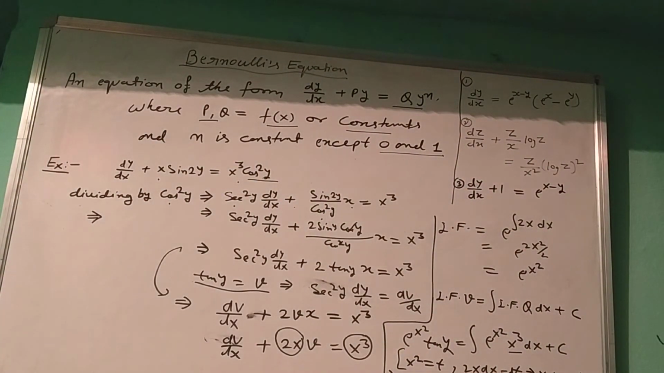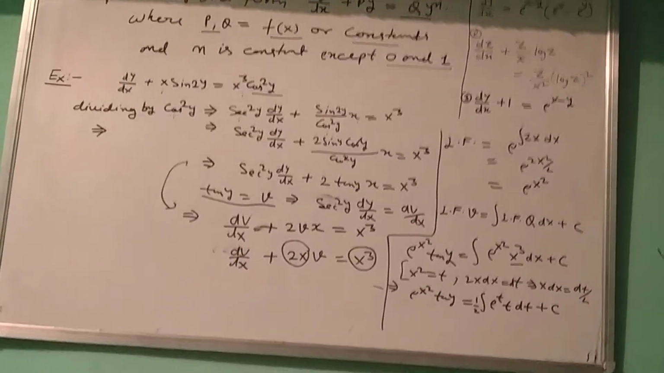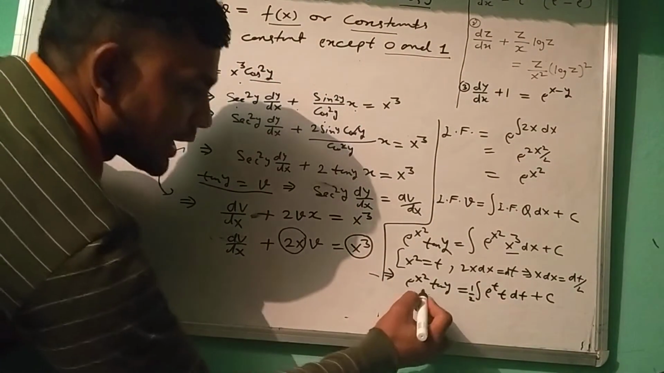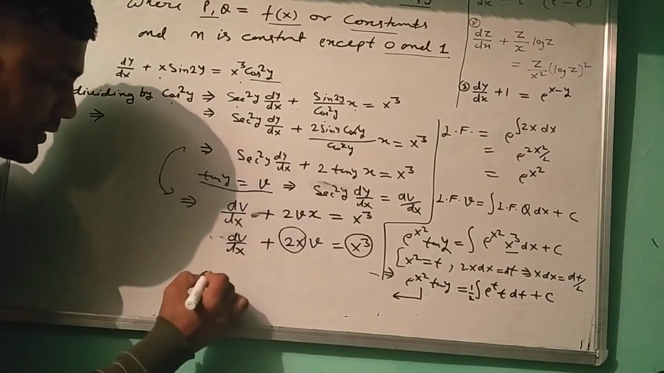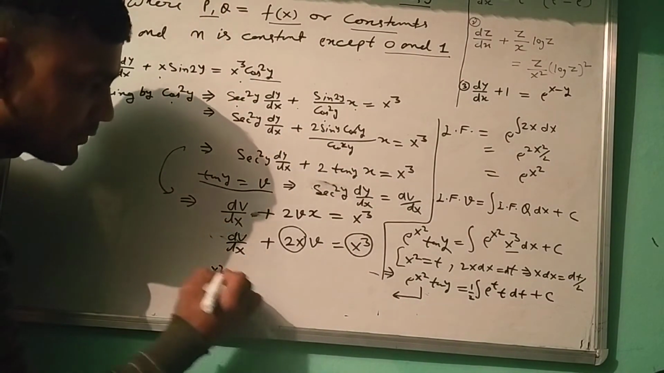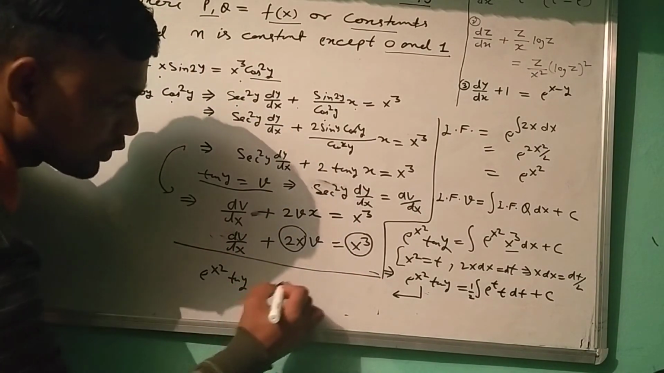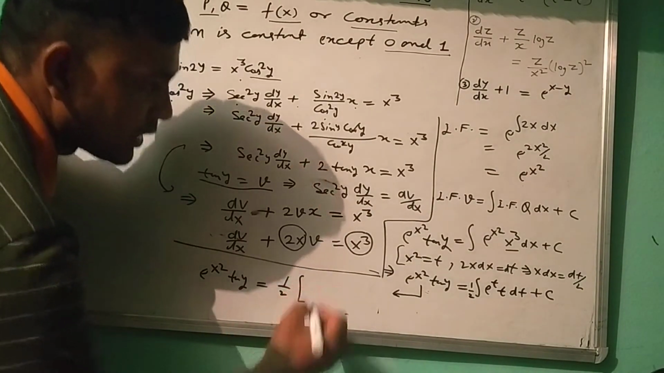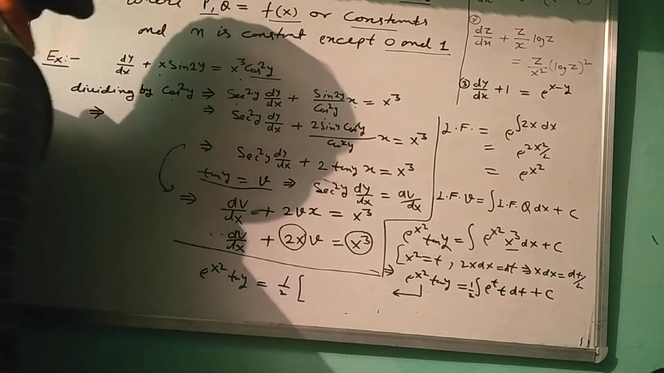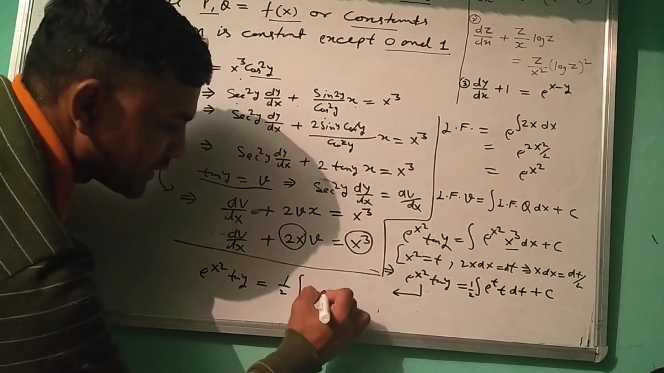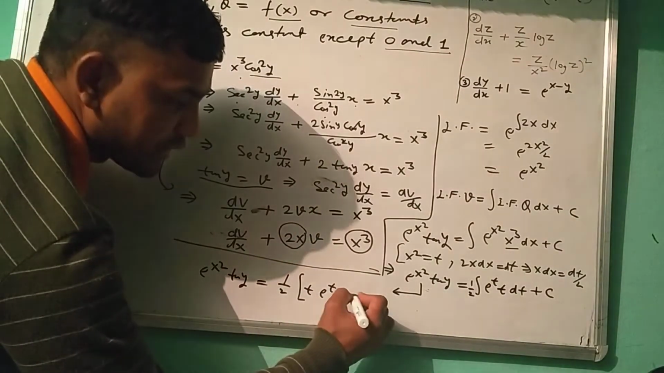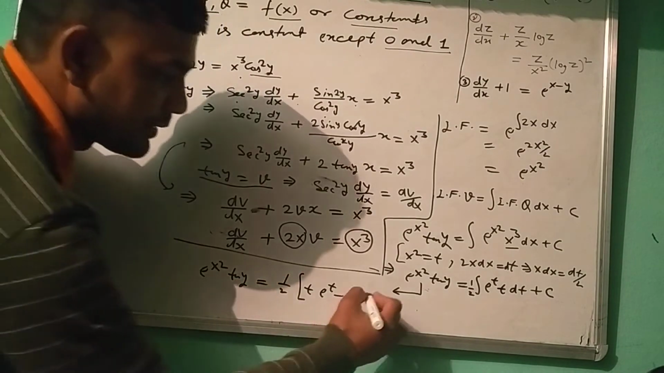Now the last integration of this part is e^(x^2) tan y equal to 1/2 times the integration of this part. Because the first function is t, we integrate the second, e^t, minus the integration of the differentiation of t, which is 1, times the integration of e^t, which is e^t, plus c.